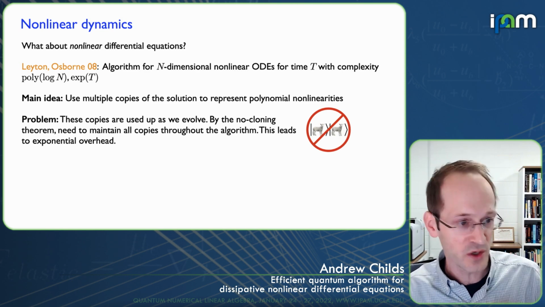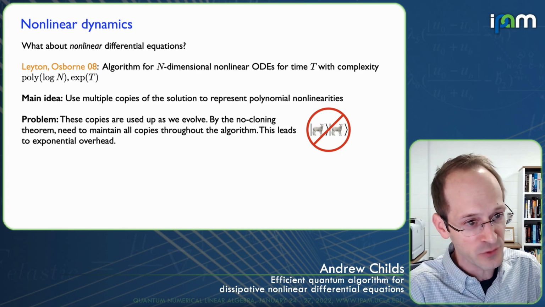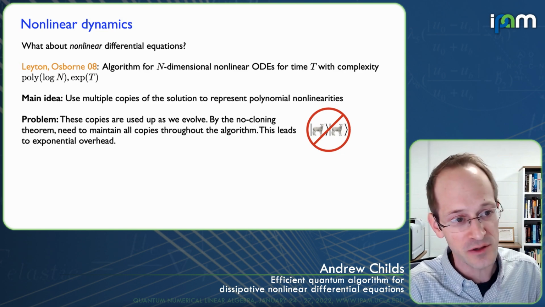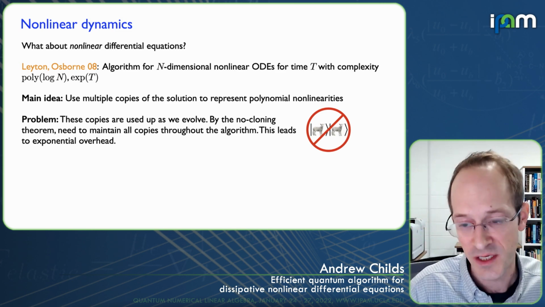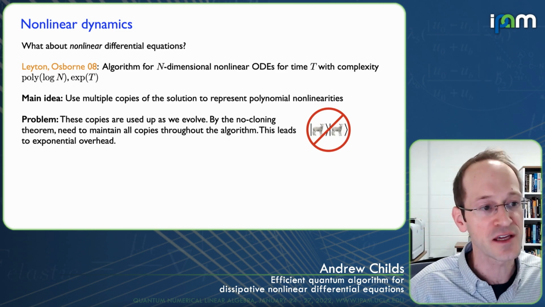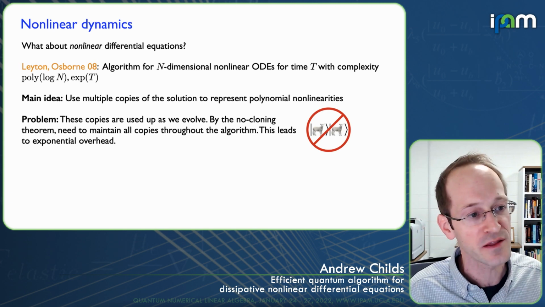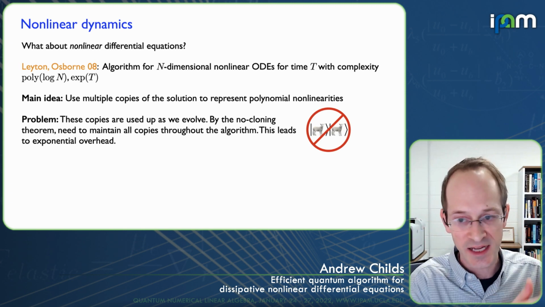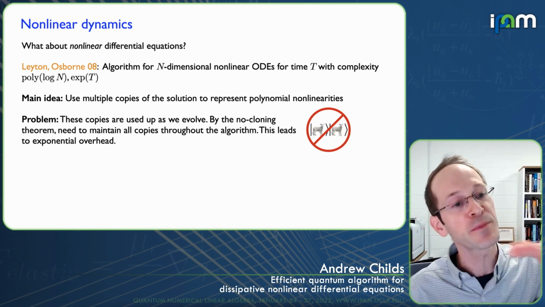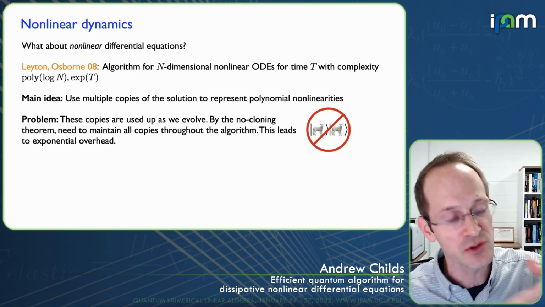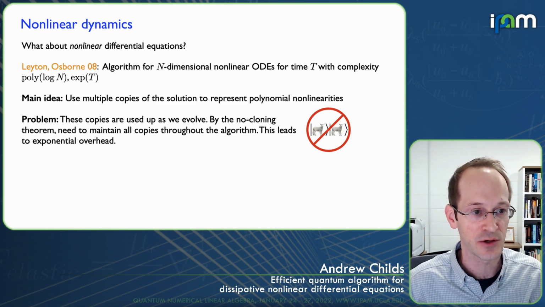So one way of doing it is to have all the copies around at the very beginning of the algorithm, and make sure you have enough that you still have some left by the end of the algorithm. And actually, that's kind of the only thing you can do because of the no cloning theorem in quantum mechanics, which says that you can't take the state that you have after evolving for a while and then copy it. So you have these multiple copies that you can use to implement the nonlinear evolution.